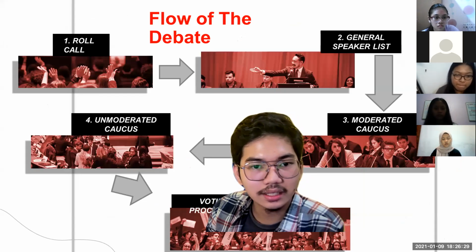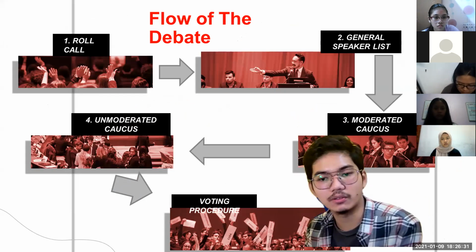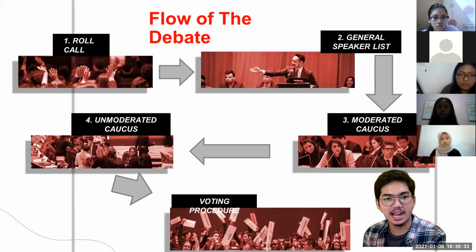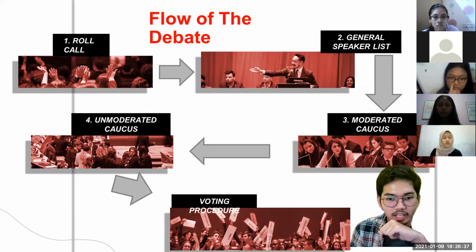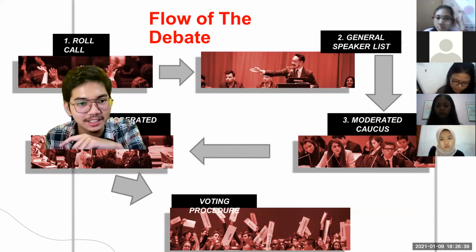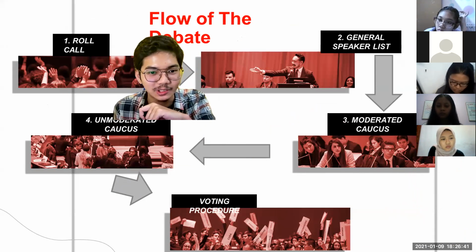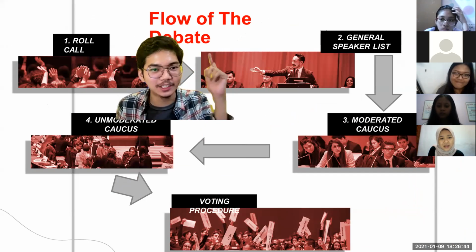Okay, the next one is the flow of the debate. So this is the flow of the debate. Basically, this is how we go in an MUN. The first one is what we call roll call. Okay, I'm just gonna move up here. So cool. Okay, the first one is roll call.